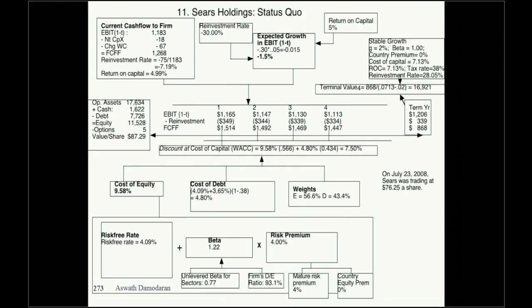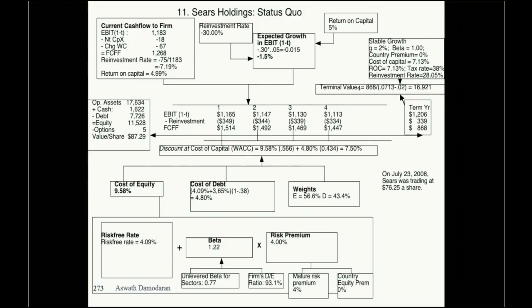I assumed a reinvestment rate of minus 30%. You say, what does that even mean? It means that they're taking cash out of the business. They're shutting down bad stores. And when you shut down bad stores, the return on capital of those stores is what... So if you think about return on capital times reinvestment rate, it actually works in a very perverse way. The reinvestment rate is negative. You're shutting down your worst stores. So basically the effect of that is a declining operating income for the next 5 years.